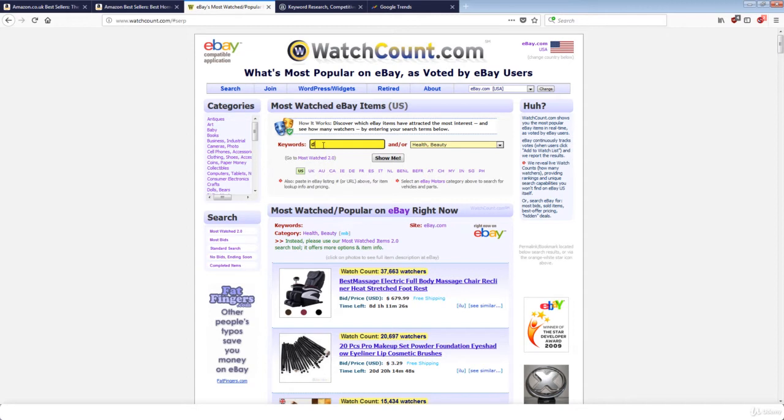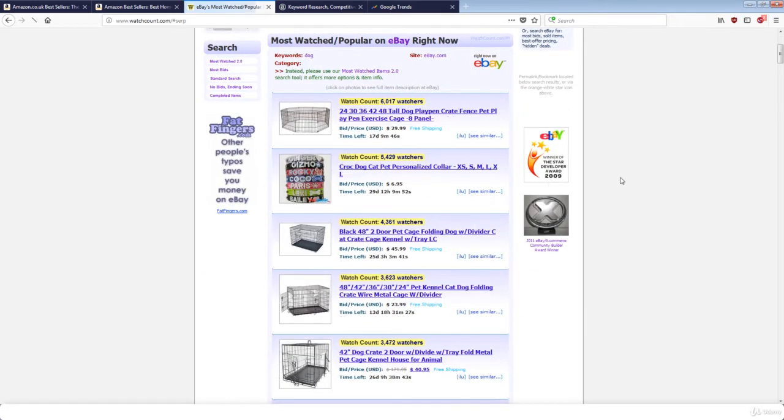So for example, if I just type in the keyword dog, if I thought that I was going to create a store around dog products, I would just go no category, keyword dog, show me. And straight away I can see what is going to be most popular among dog products. So what are the most popular dog products on eBay? Now, if they're most popular on eBay or popular on Amazon, as I said, it means it's a popular product. So these are the two places we can look.